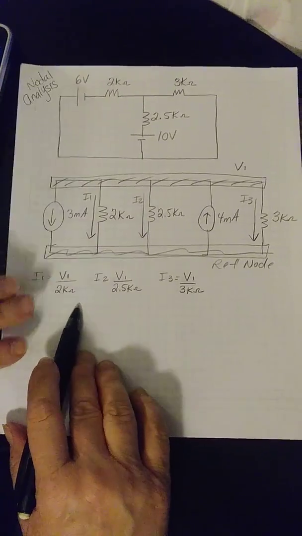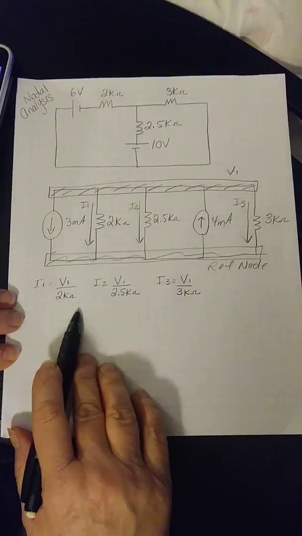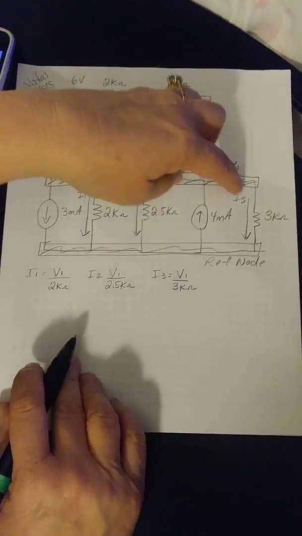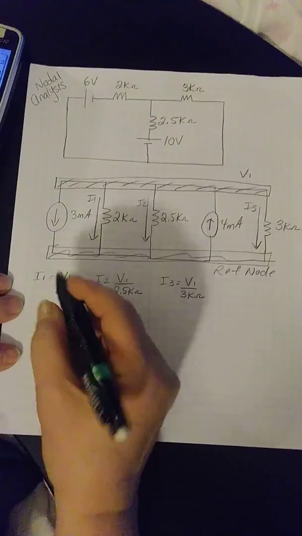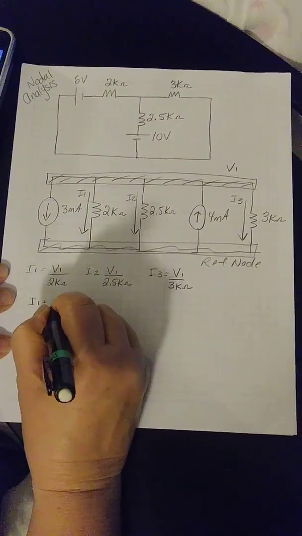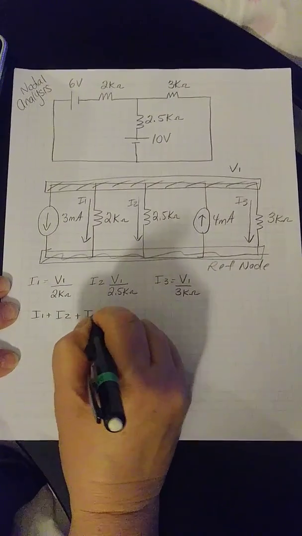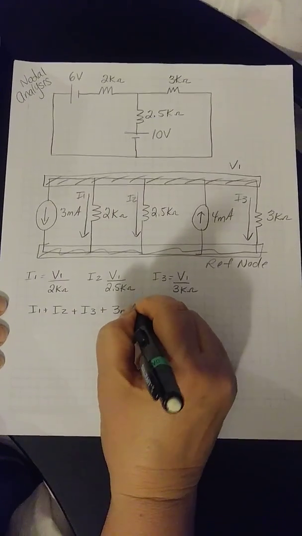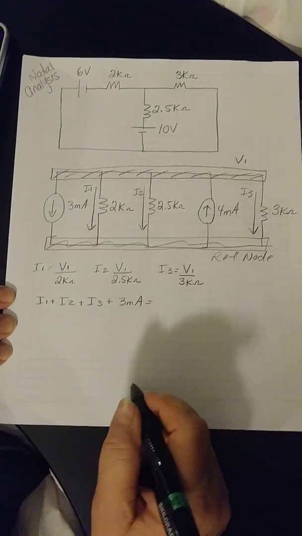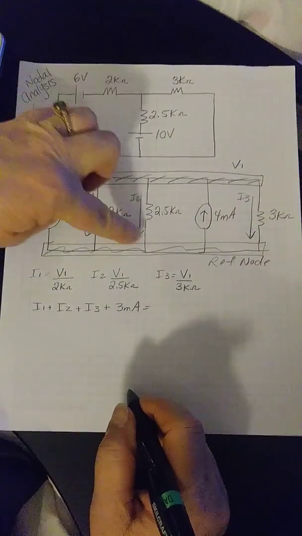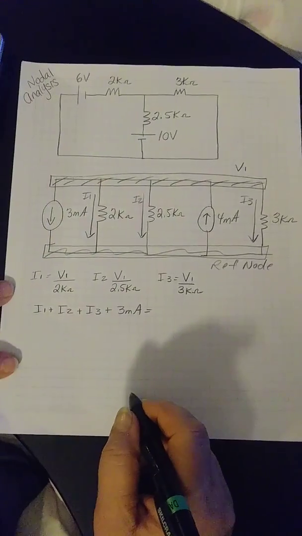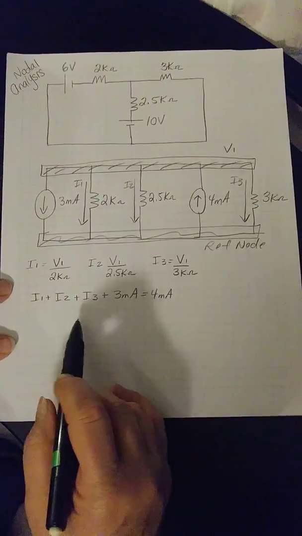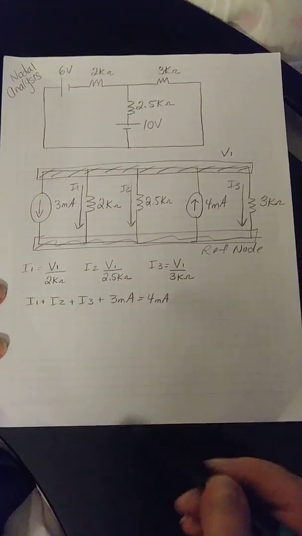What is leaving this node equals what is entering this node. So, looking at just this node, what's leaving this node? Well, you could say I1 is leaving, plus I2 is leaving, plus I3 is leaving, plus 3 milliamps is leaving, equals what is entering this node. So what's going into that area? The only thing I see is 4 milliamps. So 4 milliamps. Remember, when we write our equations, we're going to put I1, I2, I3 equals the current.